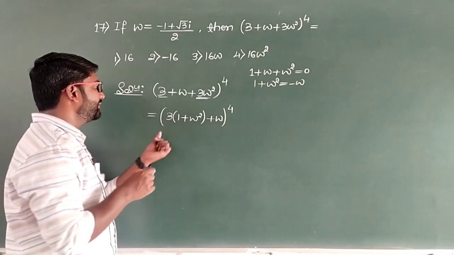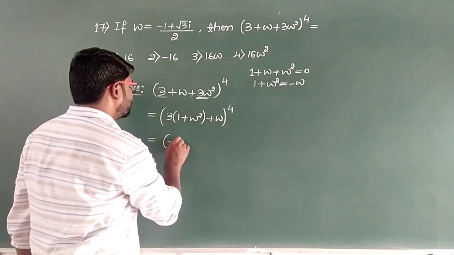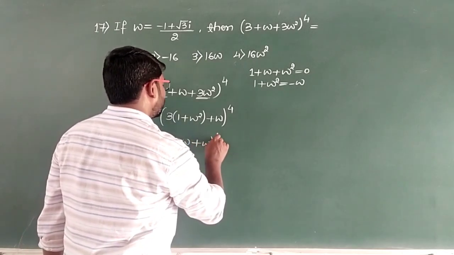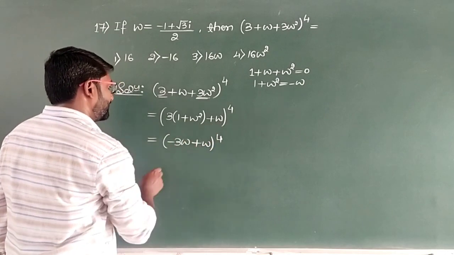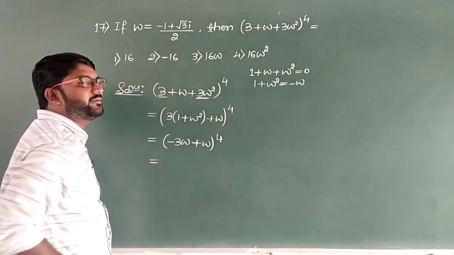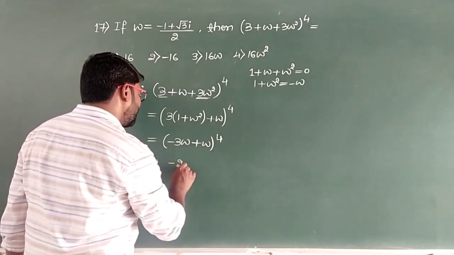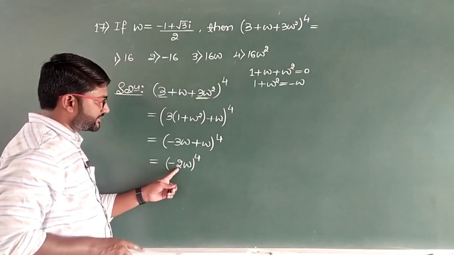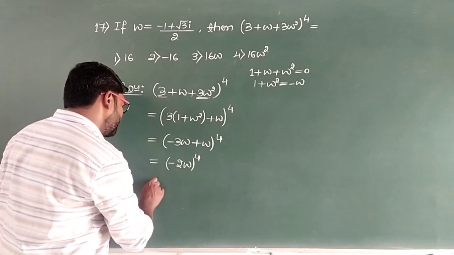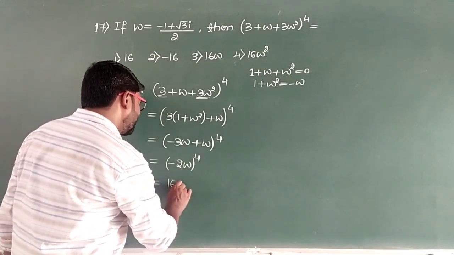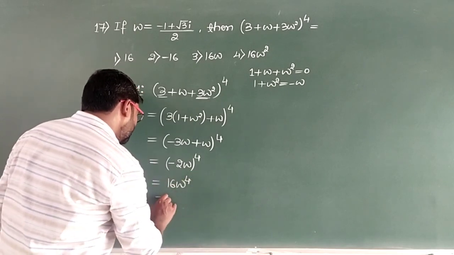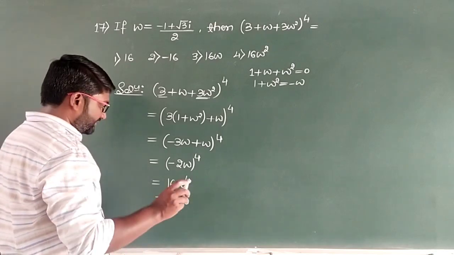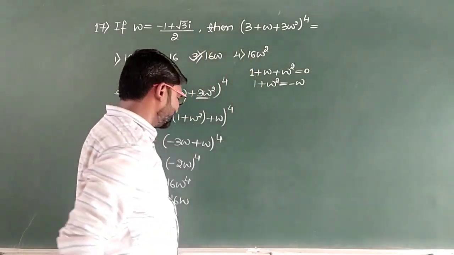Minus omega into 3 will be minus 3 omega, plus omega, whole to the power 4. Now minus 3 omega plus omega will be minus 2 omega, so we have minus 2 omega to the power 4. This power applies to the first term as well as the second term. Minus 2 raised to 4 will be 16. Then we get omega to the power 4. So 16 omega to the power 4 is nothing but 16 omega. Check the options now. Option 3 is the right answer.